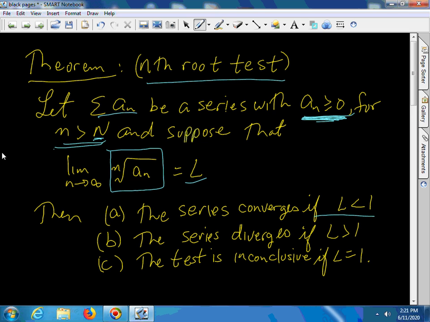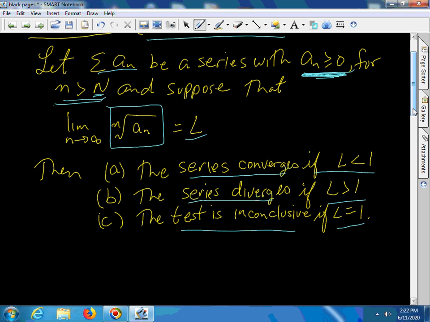Then if L is less than 1, this series converges. In case L is bigger than 1, this series will diverge. If L is 1, the test failed. It didn't give us any information about the convergence of a sub n. We say that the test is inconclusive. Now, when it comes to the proof, I need to prove each of those three cases.